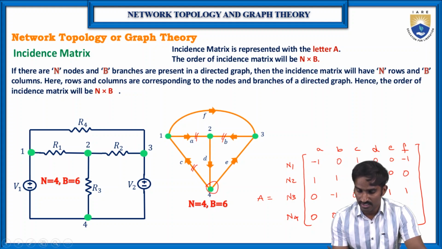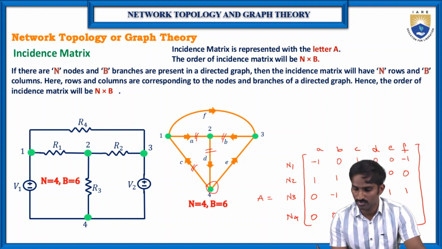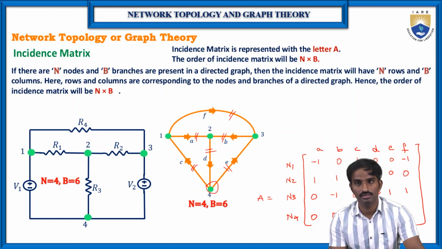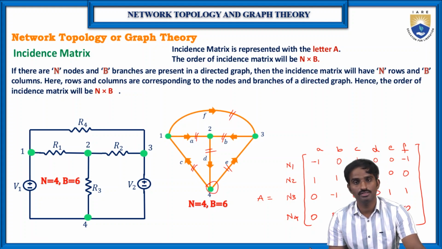And then D: there is a connection between D and 4, and the direction is towards node 4, so plus 1. And then E: there is a connection between E and node 4, and the direction is away from 4, so that's why minus 1. And then F: there is no connection between branch F and node 4, so that's why it is 0. So this is how we should write the incidence matrix.